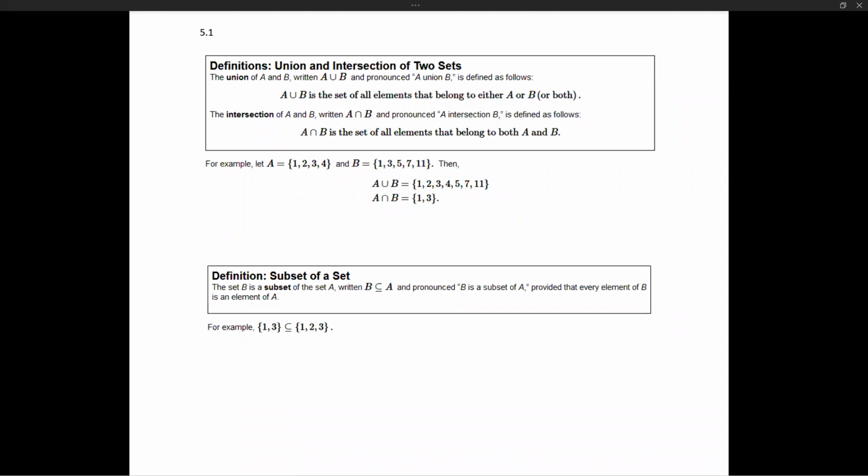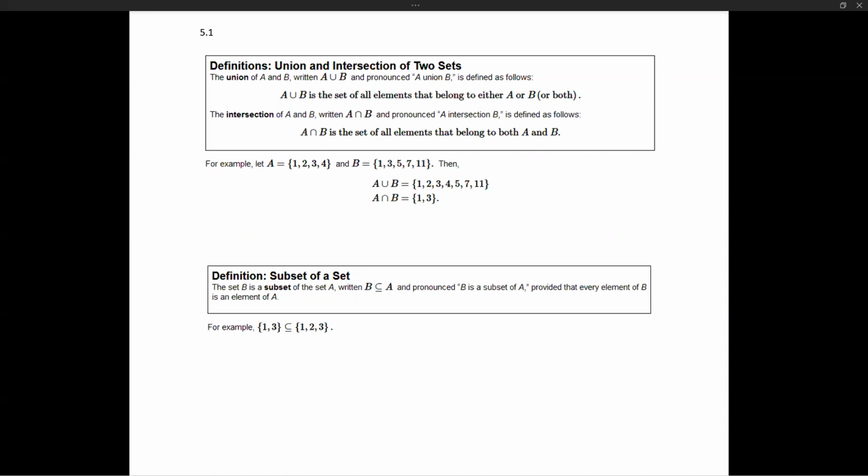The first one we talk about is the union and the intersection of two sets. So the union of sets A and B is written with this symbol of U and pronounced, of course, A union B. It is defined as the set of all elements that belong to either A or B. So we're talking about both of them.